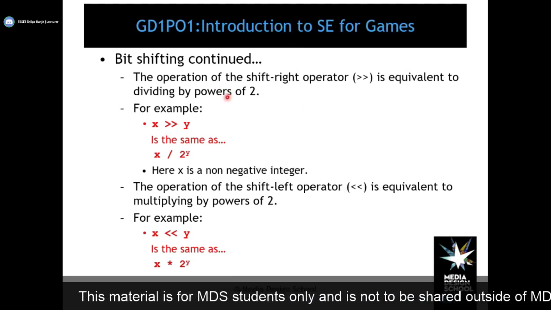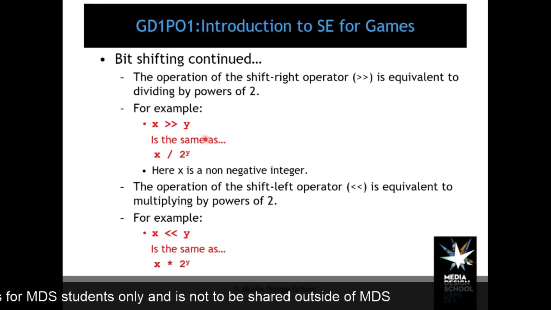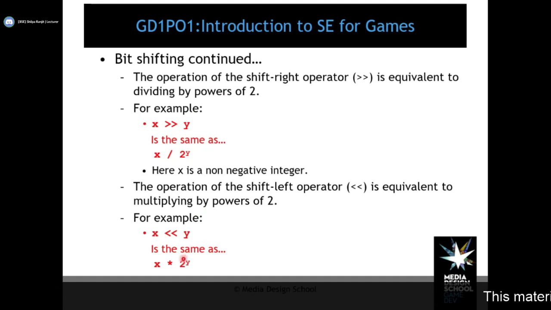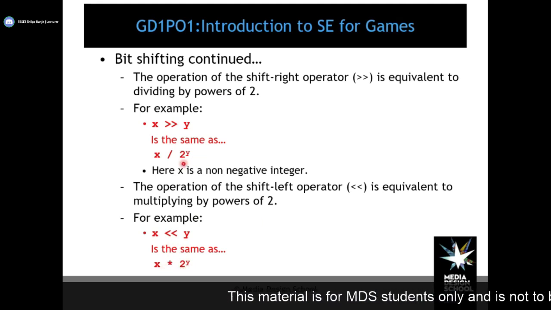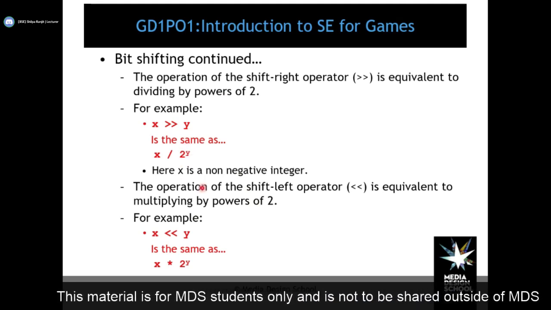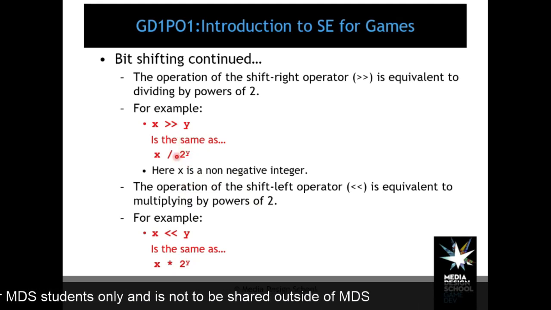So the operation of the right shift operator is equal to dividing by the powers of 2. So x right shift y is the same as x divided by 2 to the power of y. And the left shift operator is equal to multiplying by the powers of 2. So x left shift y is the same as saying x times 2 to the power of y. If you don't remember these rules, just try with some binary values and then you'll remember whether it was the divided by or the multiplied by. So do not get confused by this.